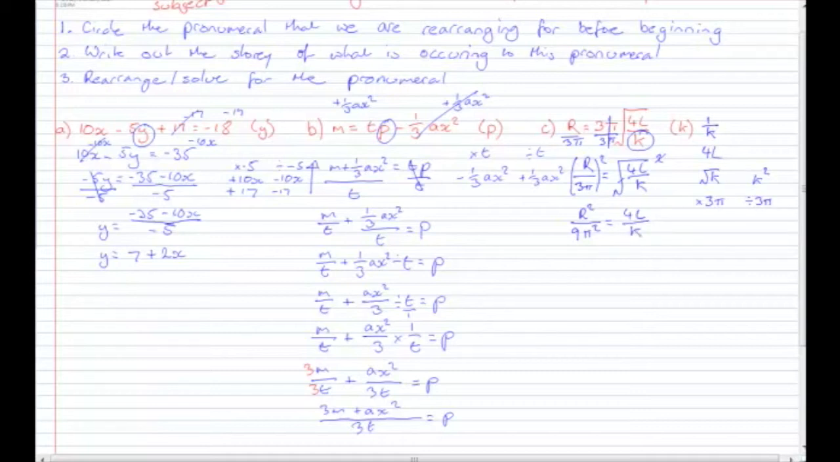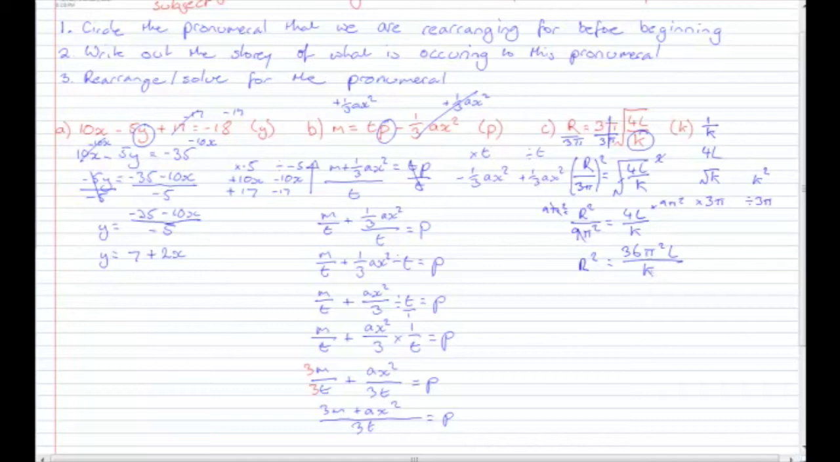This is where it gets a little bit interesting. Because we've got k on the bottom, we've basically got something that looks ugly with all these fractions. So we're going to do what we did before and get rid of all of the fractions. To do that, let's move the 9 pi squared over to this side first of all. So we're going to multiply everything by 9 pi squared. Of course, the 9 pi squared will cancel out. So you get r squared is equal to, because 4 times 9 is 36, 36 pi squared l over k.